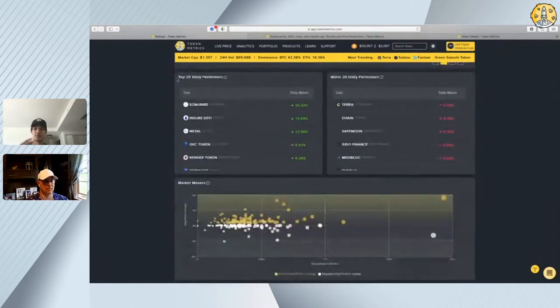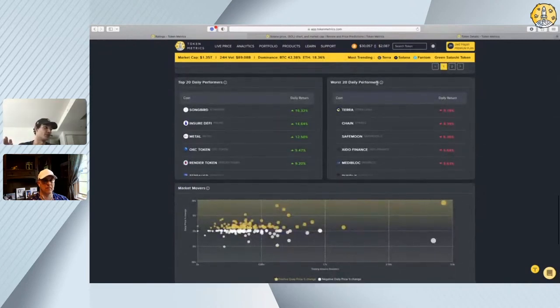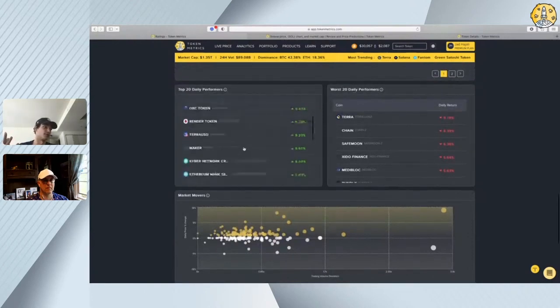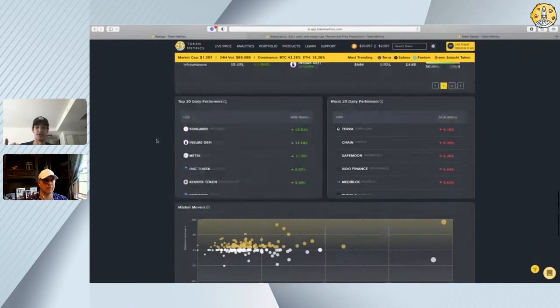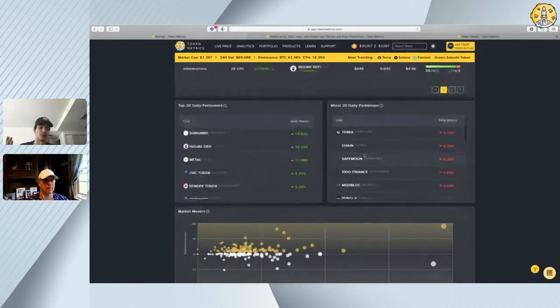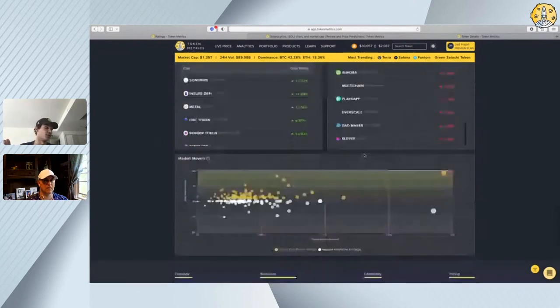Here we have something very simple: the top 20 daily performers in terms of percent change in price, and the worst 20 daily performers in terms of change in price. It's a table, simple to read, and you can just update it every day to see the best and worst performers on a daily basis.